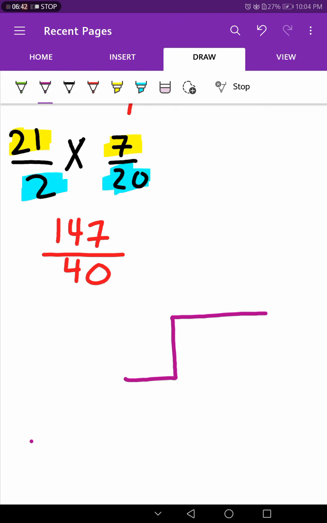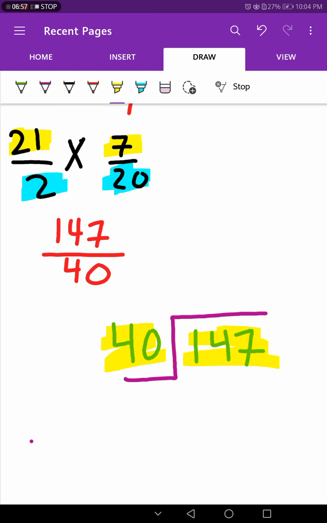Which is in, which is out, my dear student? Yes, this one is in. Up is in, down is out. Yes, the life rule. Now how many 40s in 147? Yes, it is 5. No. 4. No. Yes, it is 3. So 120, and here 27.